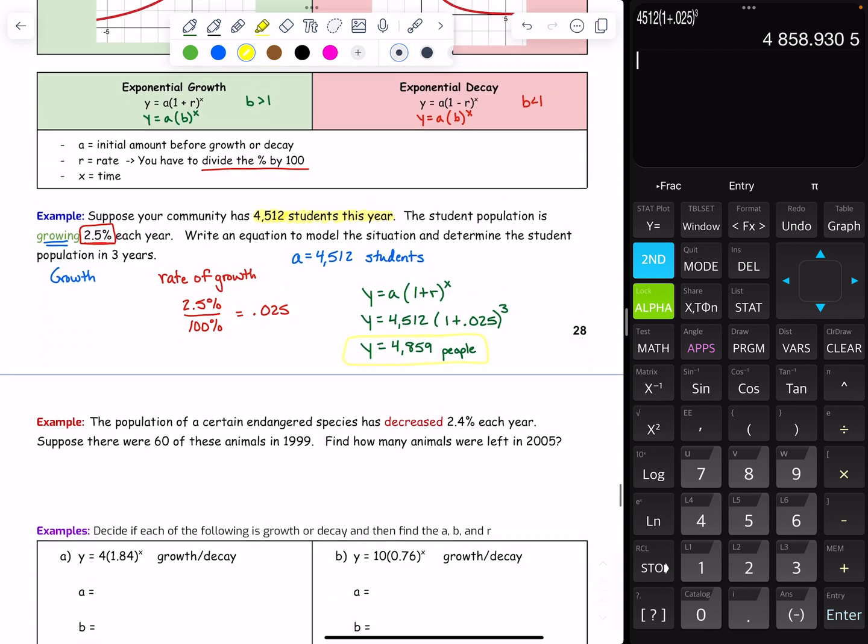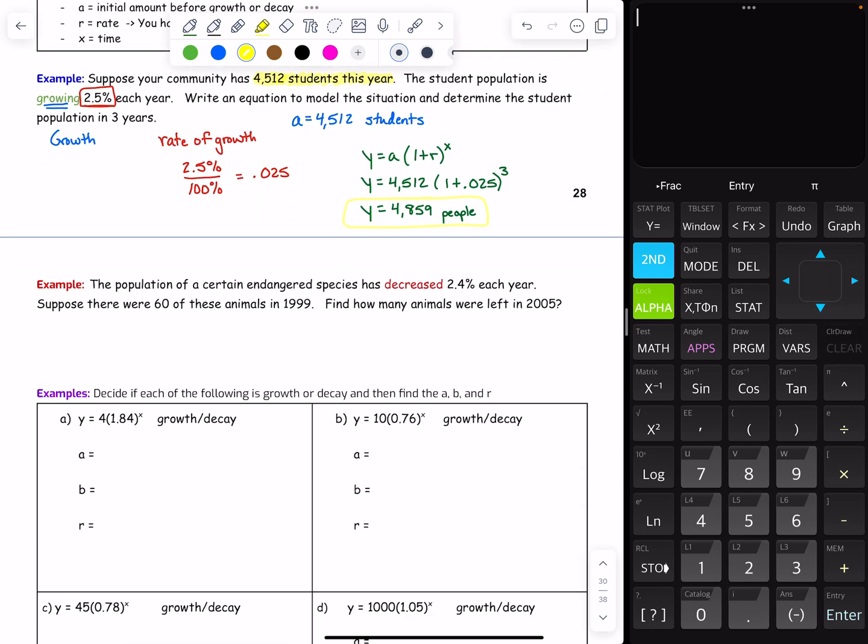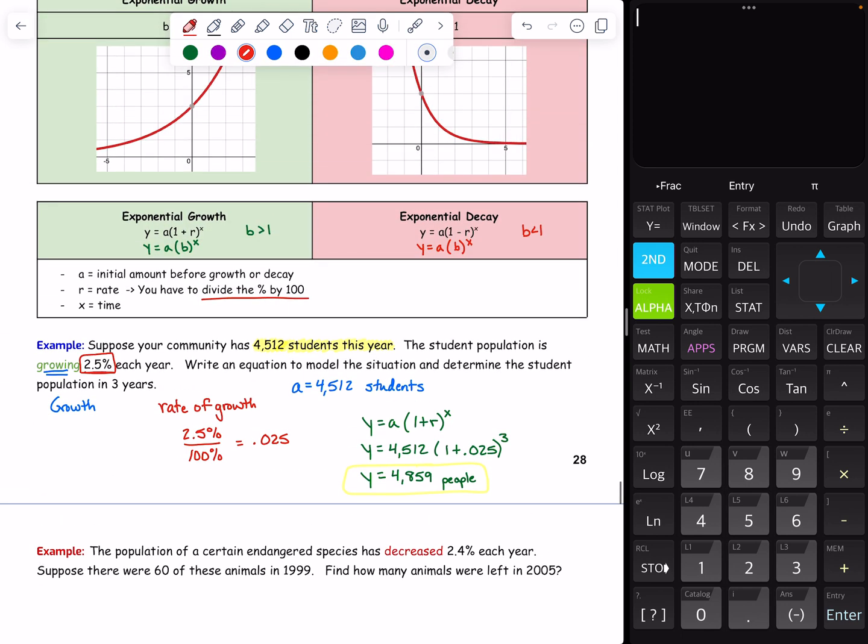Let's look at another example. Example 2 says the population of a certain endangered species has decreased. So decreased is a key word that helps us to pick out decay. So it's decreasing at a rate of 2.4% per year. Suppose there were 60 of these animals in 1999. How many animals were left in 2005? So if it's decay, let's refer back to our formula up here.